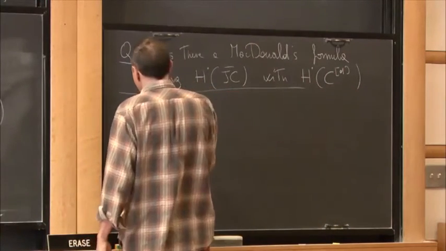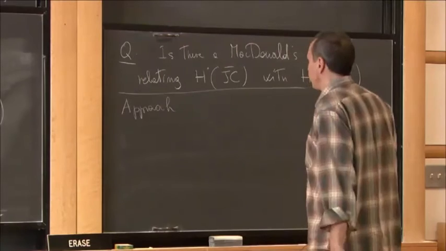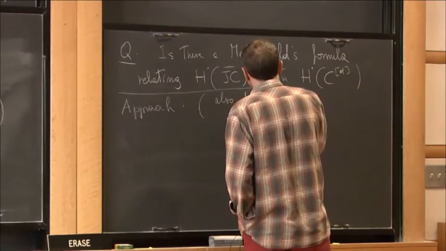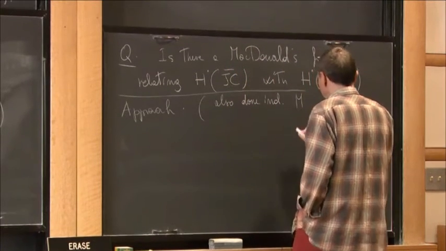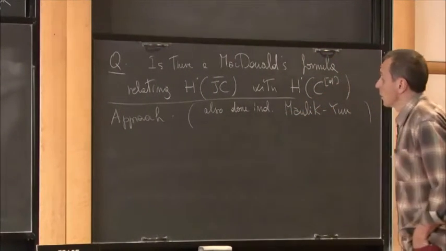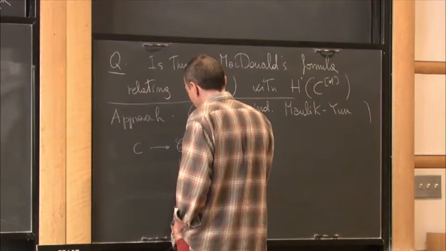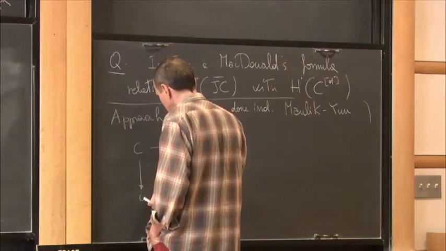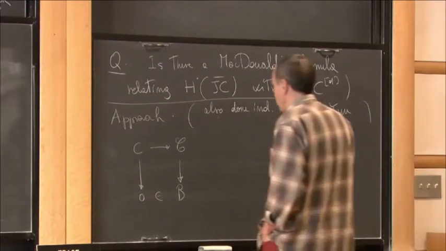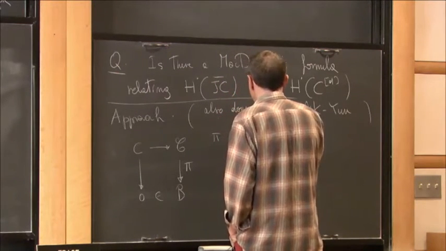So a possible approach, the approach that Shende and myself followed, this was also done independently by Davesh Maulik and Ziwei Yoon. So the approach is the following. Take a family. So include your singular curve in a family. I ask that the family is big enough.